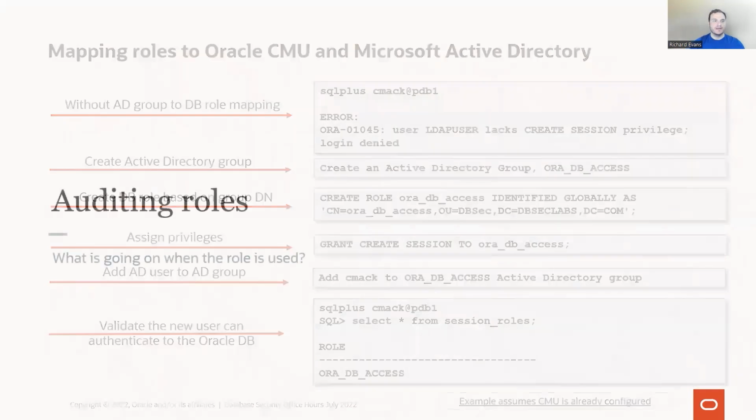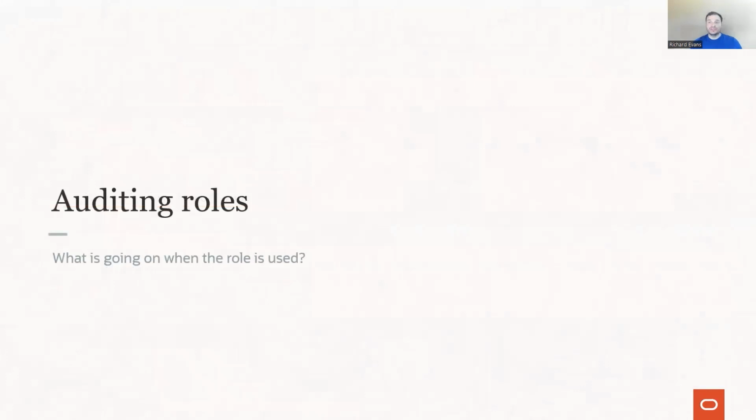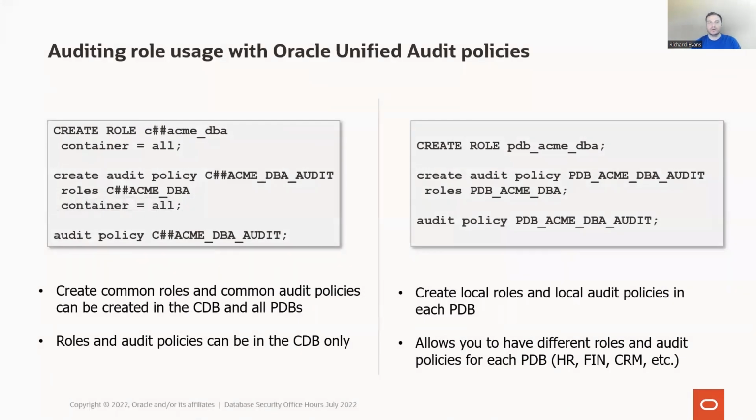Okay. All right, if we've got roles and we've got access to data, we need to audit, right? So we can create the role. Again, in this example, we create a common role, right? A role that's available to the container database as well as the pluggable database. We create an audit policy that is also a common audit policy. And we're going to audit based on the use of that Acme DBA role, right? This makes a lot of sense.